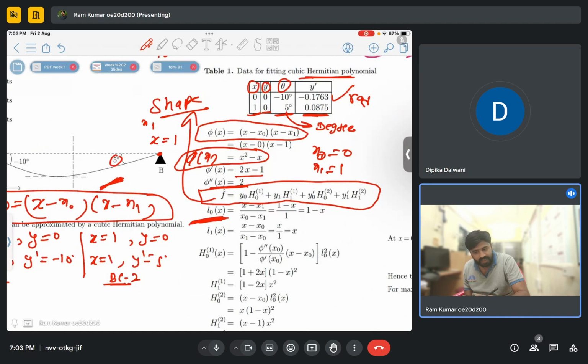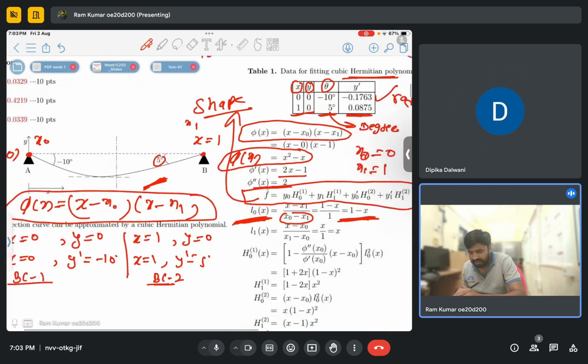So these are the Lagrange polynomials, this L naught x. So x minus x1, then x naught minus x1. We are having value, then we will get 1 minus x. Similarly, L naught is for this x naught node, and L1 will be for x1. These are predefined formulas that we are going to use. If you go through that lecture, you will get why we are writing this one.